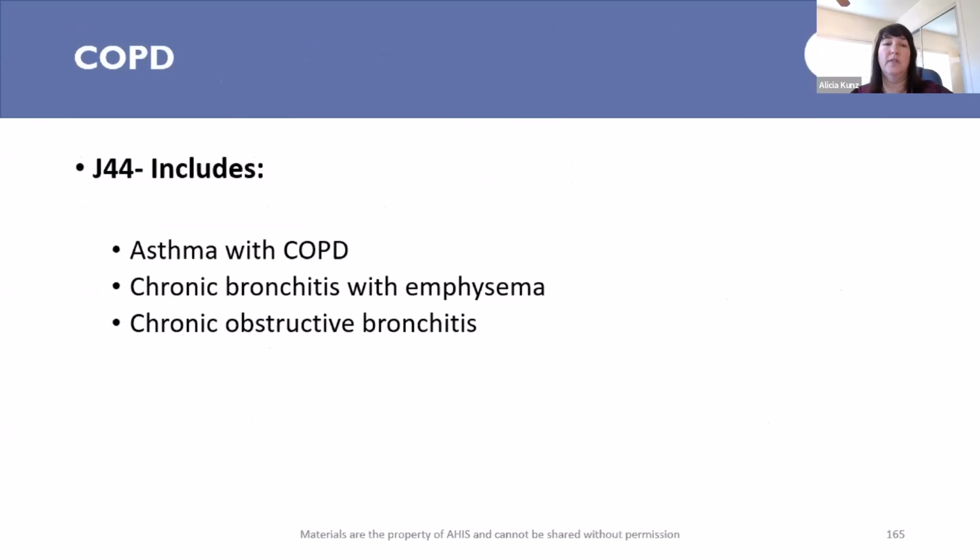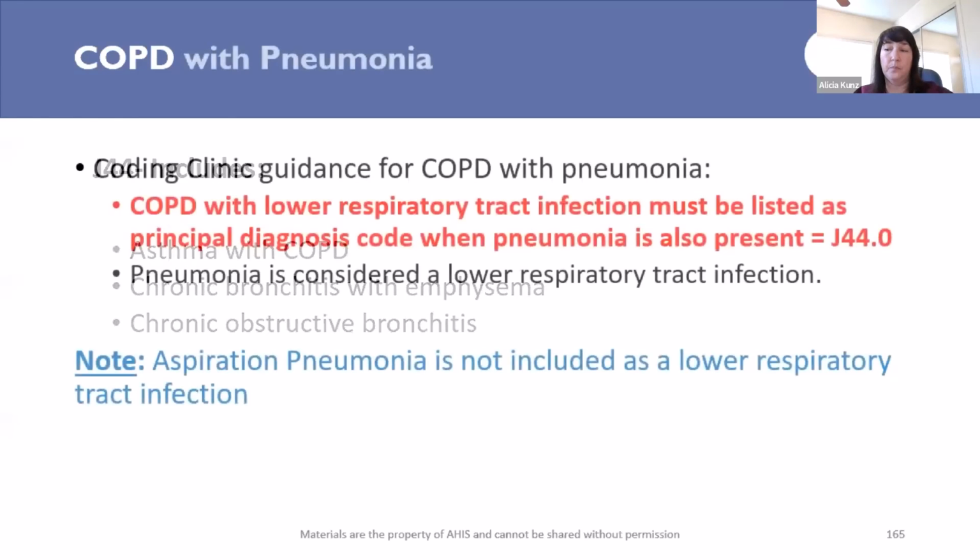COPD, chronic obstructive pulmonary disease. Those are codes that you'll find under category J44, and those include asthma with COPD, chronic bronchitis with emphysema, and chronic obstructive bronchitis. Those all fall under that category. Next.